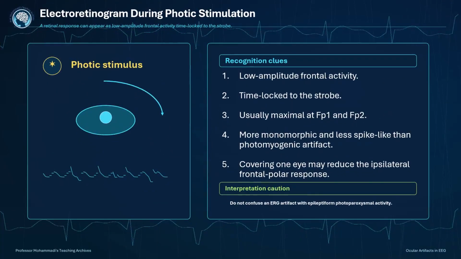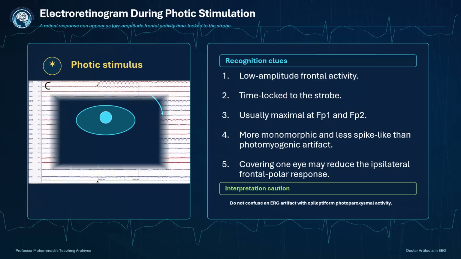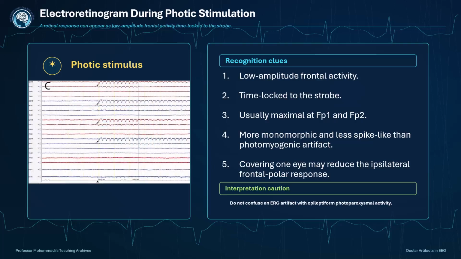Next slide, please. During photic stimulation, not every time-locked frontal response is cerebral. The electroretinogram is a retinal response that may be recorded at the frontal poles. It is usually low amplitude, monomorphic, and maximal at FP1 and FP2. One practical confirmation maneuver is covering one eye during stimulation. If the ipsilateral frontal polar response diminishes, that supports a retinal rather than cerebral origin.